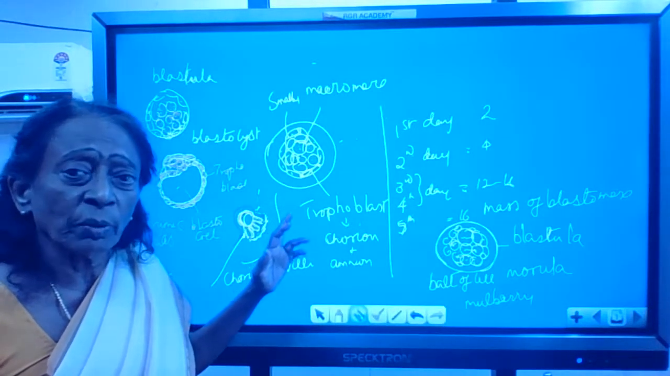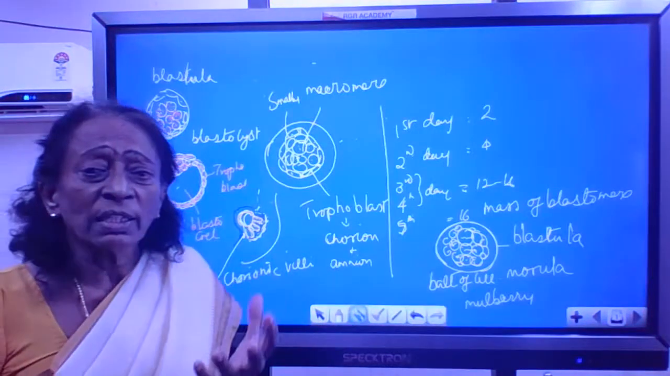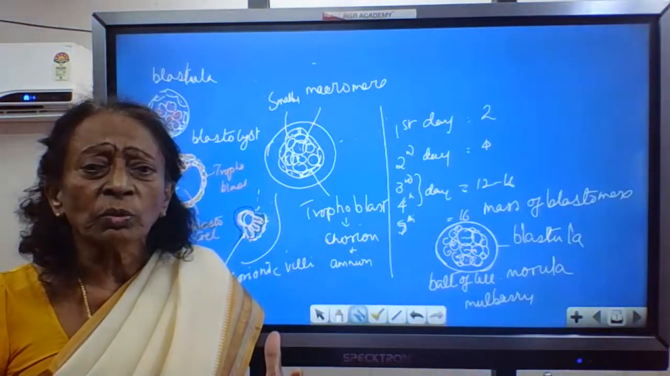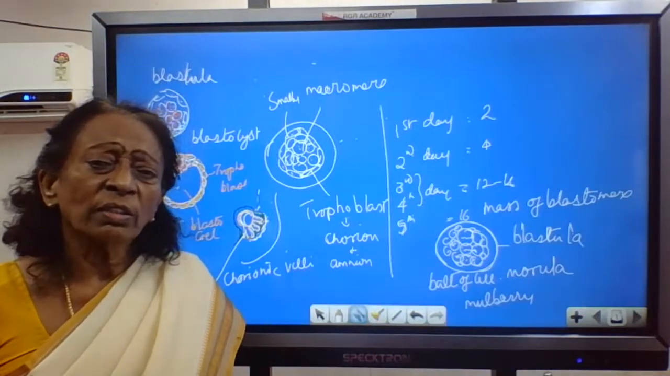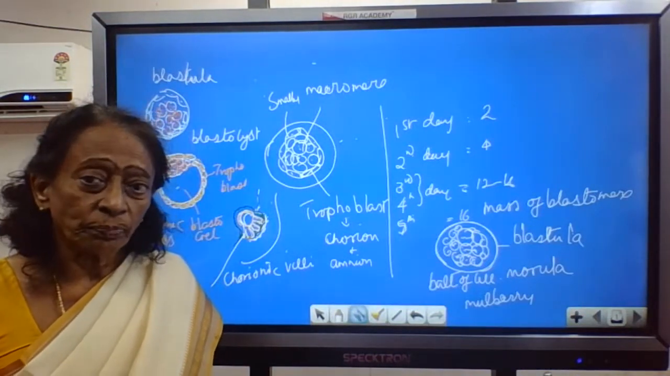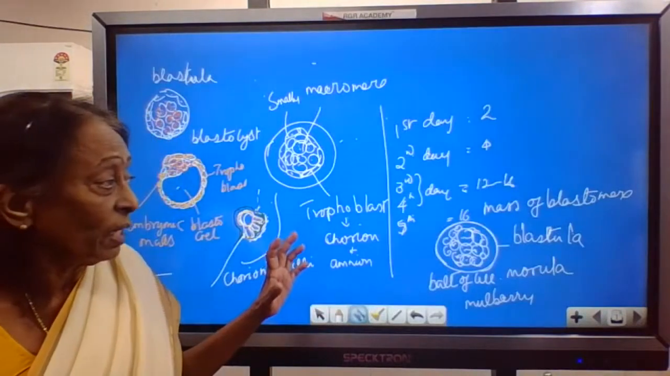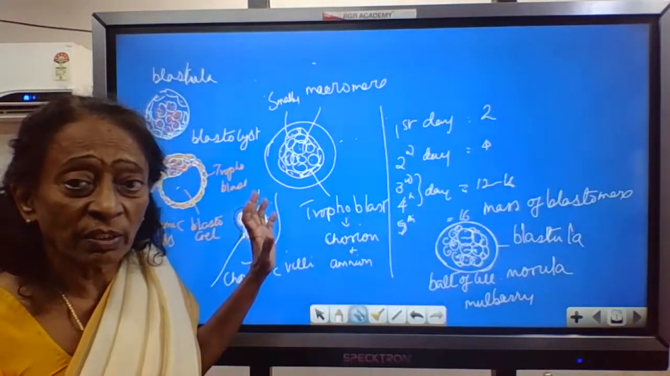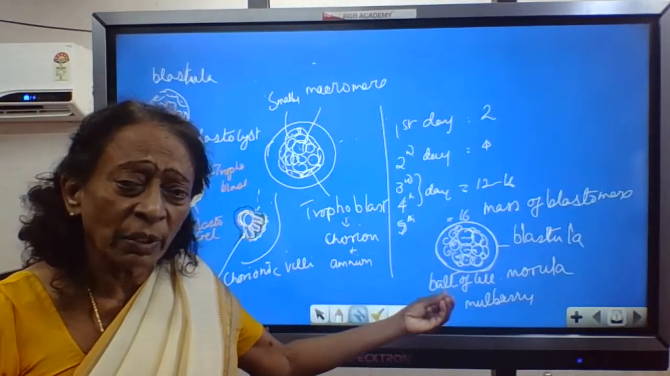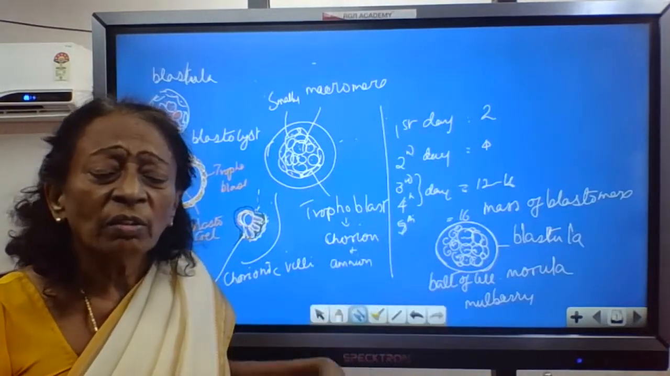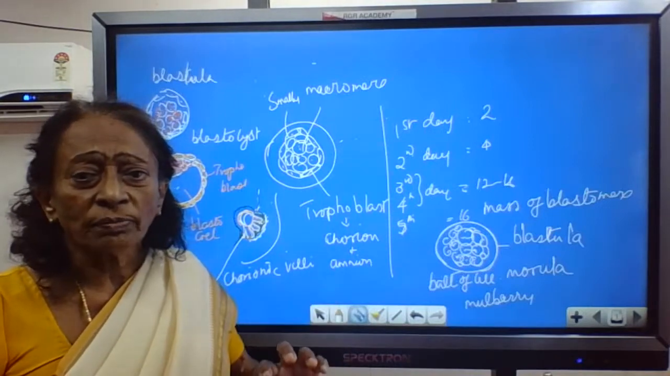Then they can ask another question. The cells of the morula differentiate into embryonic mass and trophoblast, or they may give amnion or chorion, some other names. So the embryonic mass is different, the trophoblast is different. The cells of the blastula differentiate into the central embryonic mass, and the peripheral thinner cells are the trophoblast.